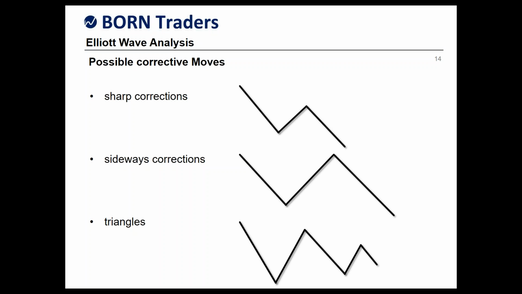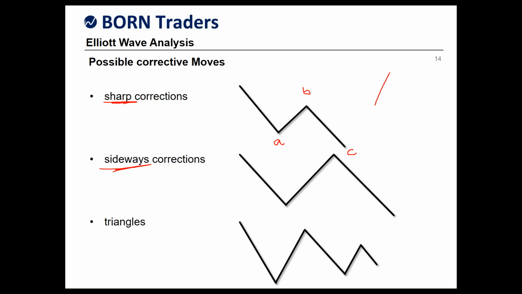However, there are 2 groups of corrective patterns which are really important: the sharp one and the sideways one. No matter which one, you can see they normally have a 3-wave pattern. It is not like a 1, 2, 3, 4, 5 wave. It is only like a 3-wave, and as it's a corrective one, we name it with letters. So it's an A, B, C.